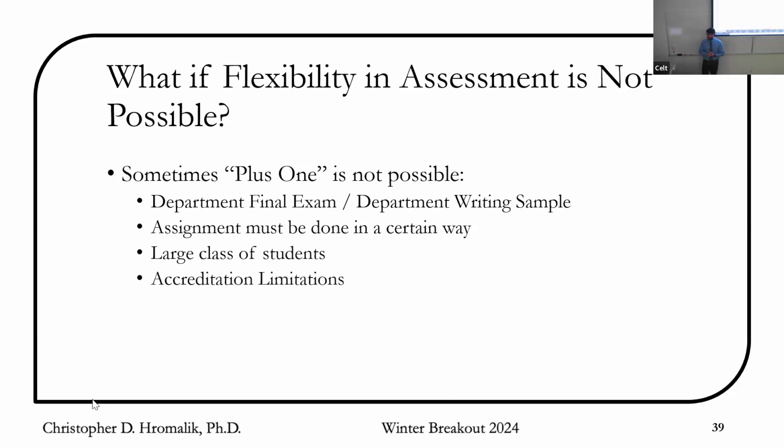Well, maybe there are accreditation limitations. For example, a student has to demonstrate that they can assist a patient who's having a heart attack and complete the process of saving their life in a certain time. You don't have unlimited time to do that. There's a certain amount of time. So there may be limitations in terms of accreditation and how students are assessed. So providing a second option may not be possible.